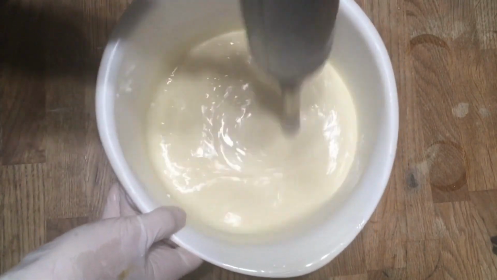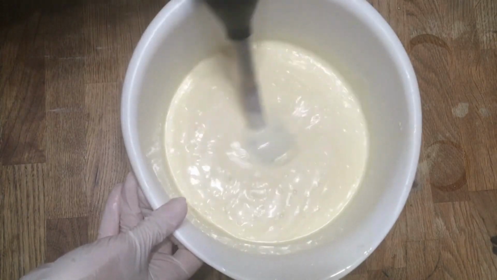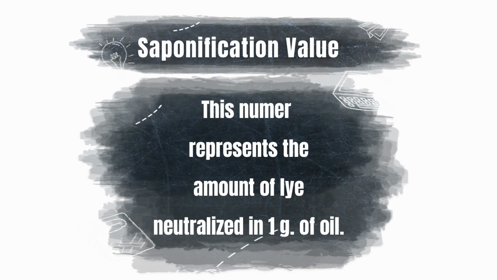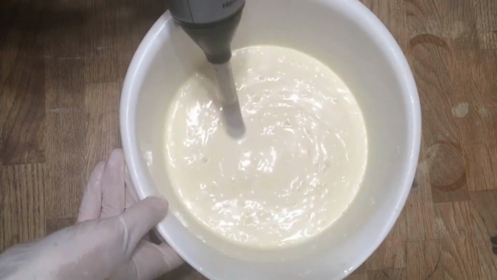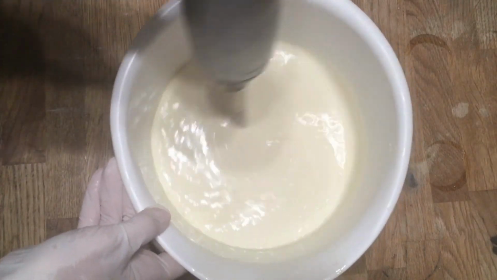So how do we know how much lye, water, and oils need to come together to make a bar of soap? Oil has what's called a saponification value. This number represents the amount of lye that would be completely neutralized in 1 gram of oil. The saponification value is also called the sap value. So let's demonstrate an example.